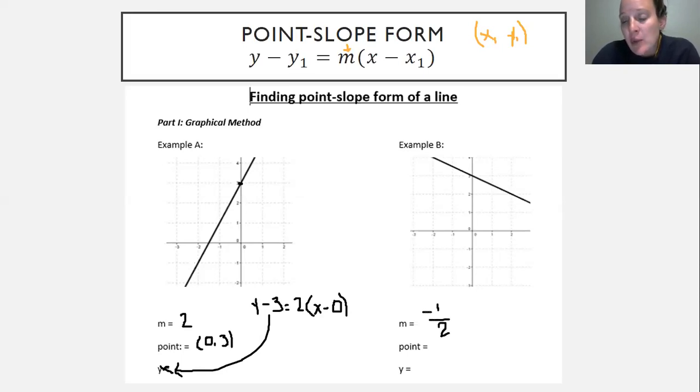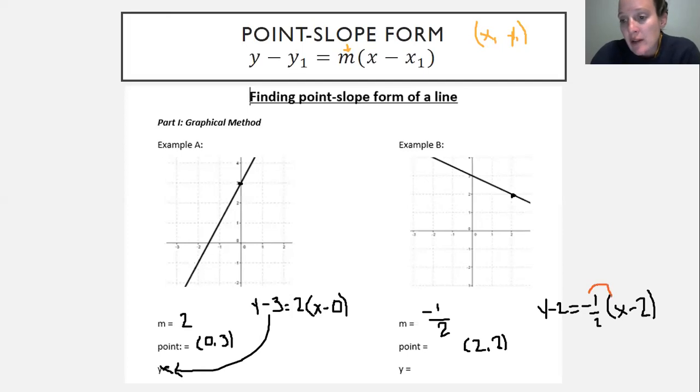So this time I'm going to pick a point that is not the y-intercept. So I'm going to pick the point (2, 2). This makes x1 and y1 easy. They're both 2. So now I have to write my equation. Okay, so it'll be y minus 2 equals -1/2 times x minus 2. And that's it. You're done.